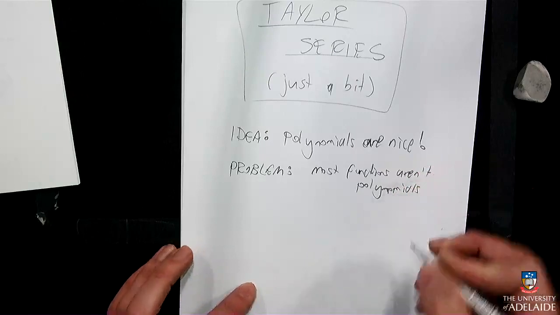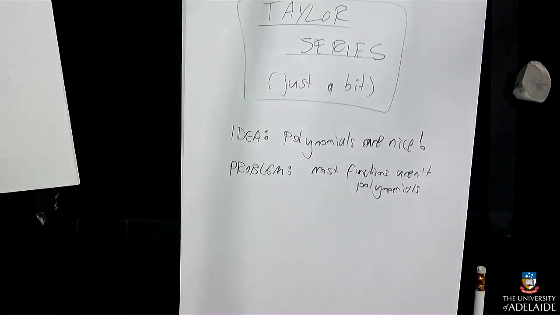Which is sad, right? Square root, perfectly good function, not a polynomial. Sine, perfectly good function, not a polynomial. Ln, perfectly good function, not a polynomial. And they're all functions we really want to know about. Okay, there we go. So there are two solutions to this problem.